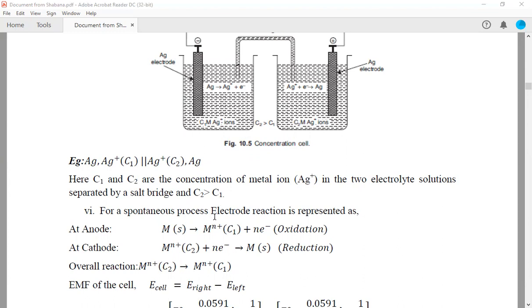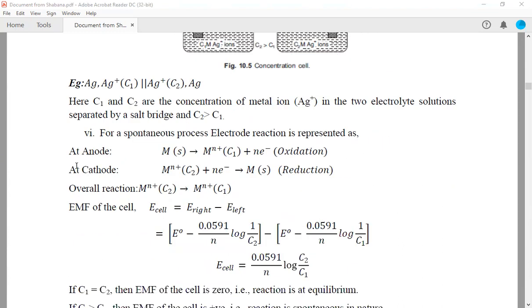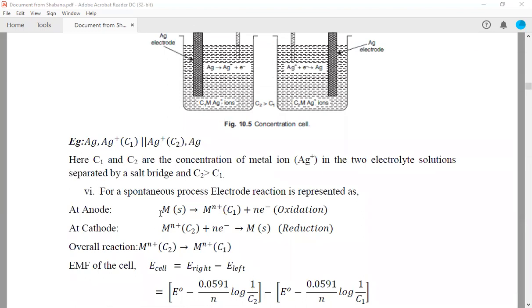And for a spontaneous process, the electrode reaction is represented in this way. At the anode, I already told you that oxidation takes place with the liberation of an electron. Therefore, the metal, that means the electrode, which is in the solid state, gets ionized.